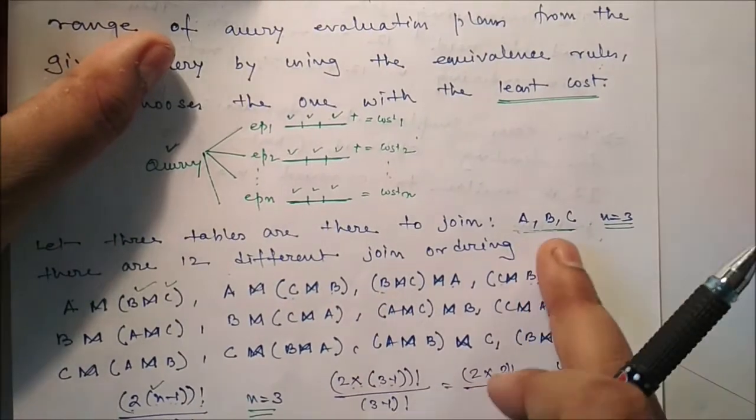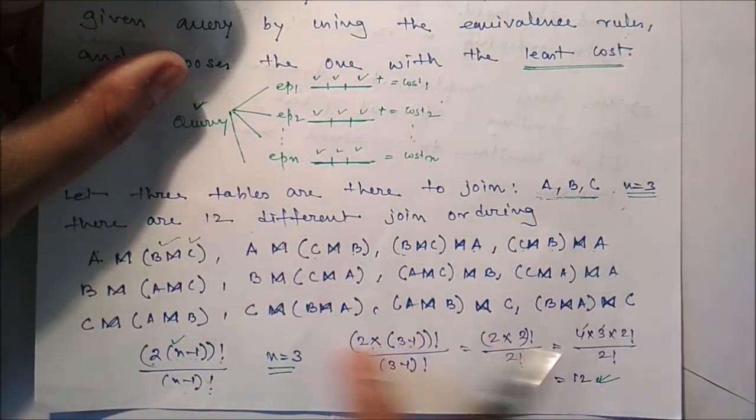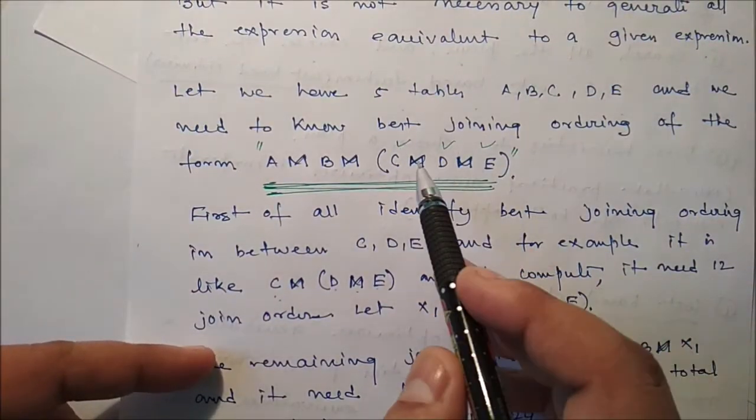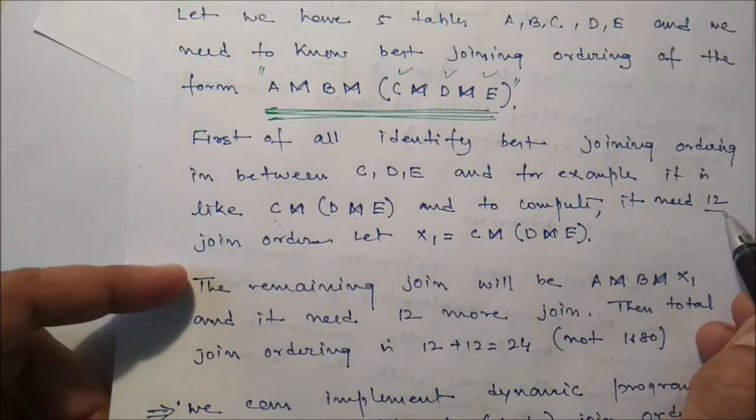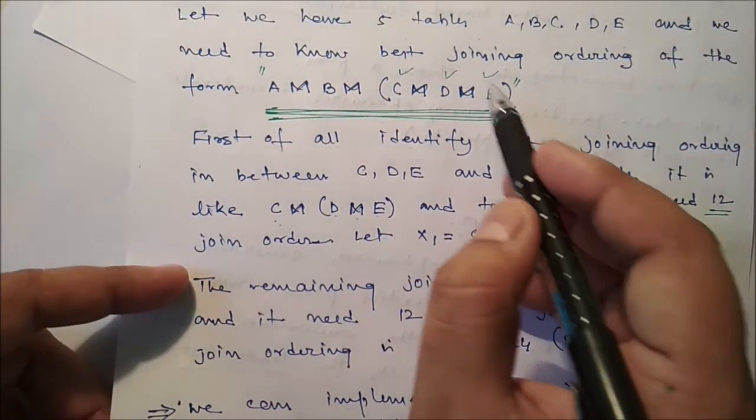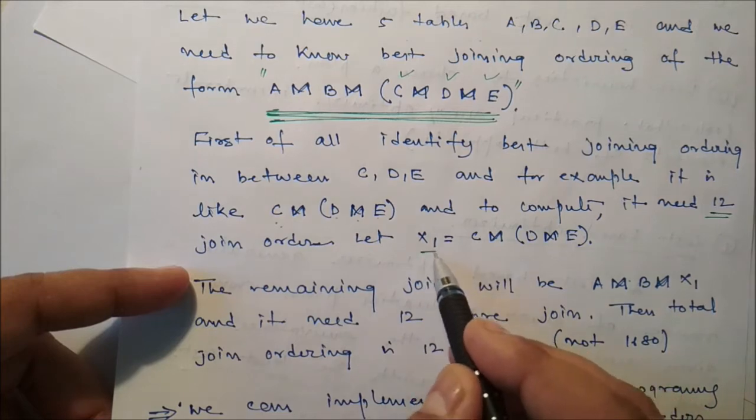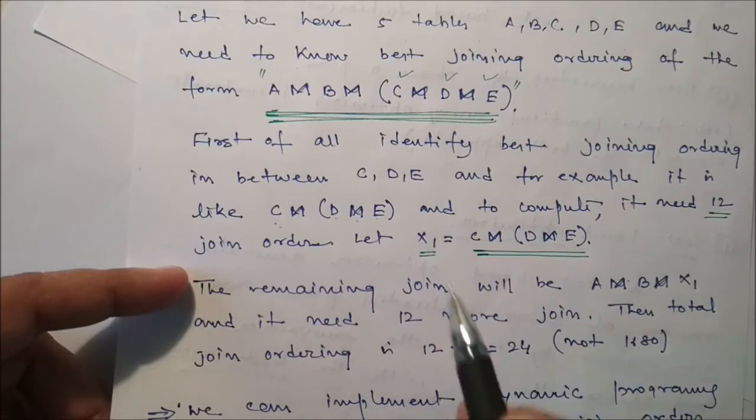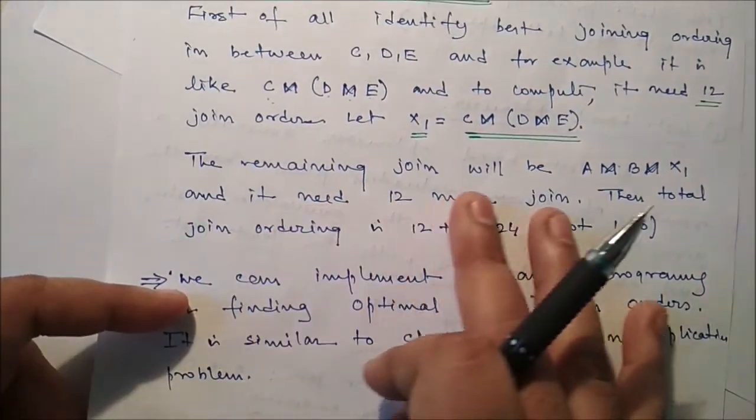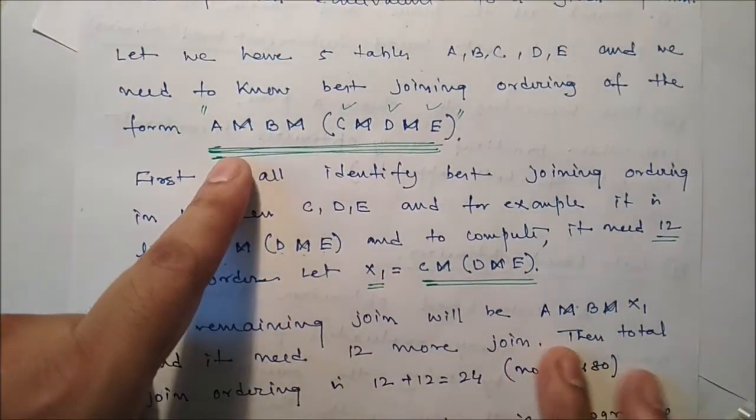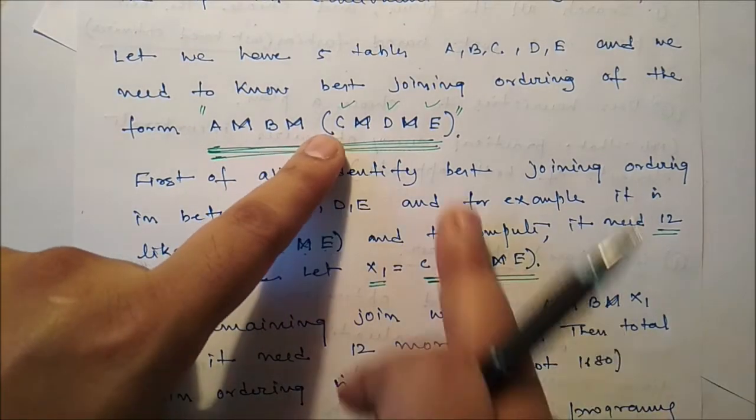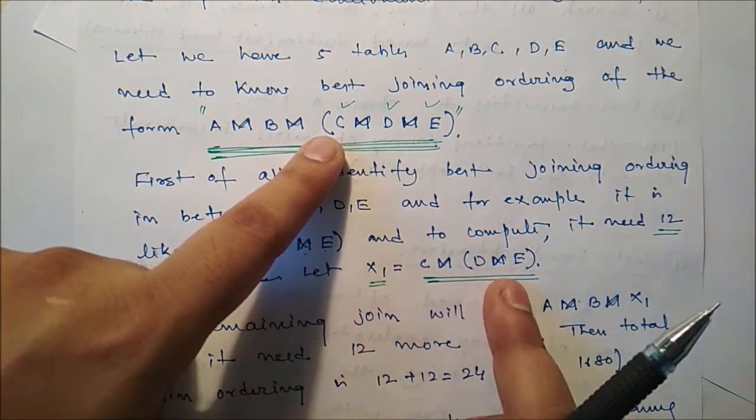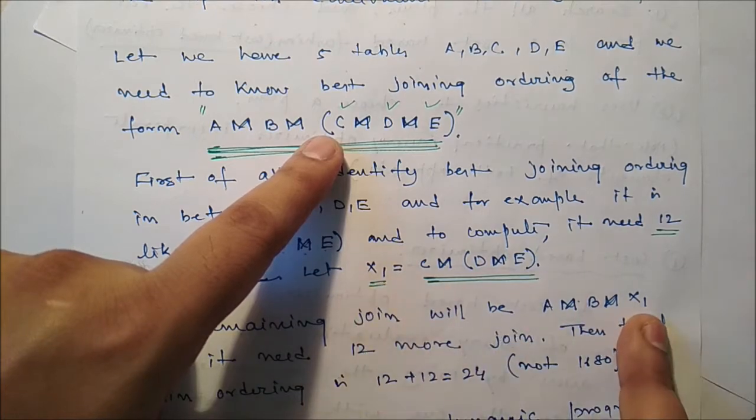So we have just seen, if three tables are there, in total we need 12 different combinations. So to know which one is the best combination for this CDE, we need 12 join orders. Let this be the form, let it be x1, because it should be fixed. We cannot change this one. So let it be x1. Next, the remaining join ordering will be: this is our A, this is our B, and the best joining combination should be like this. Say we assume it is x1.